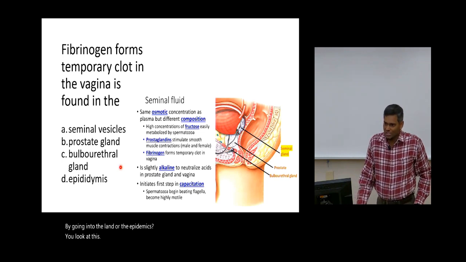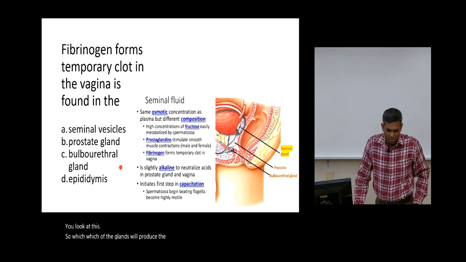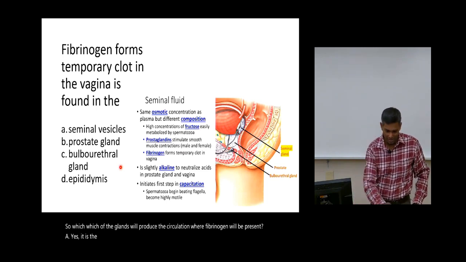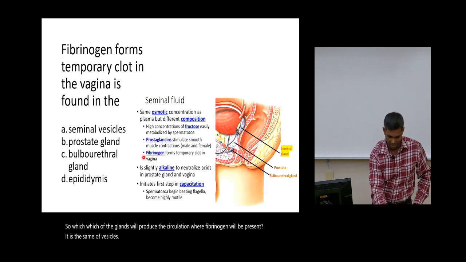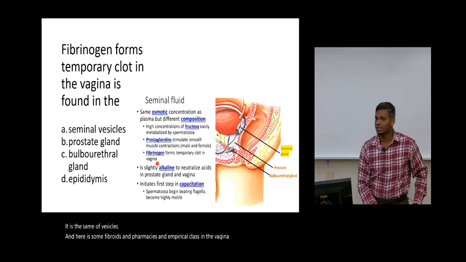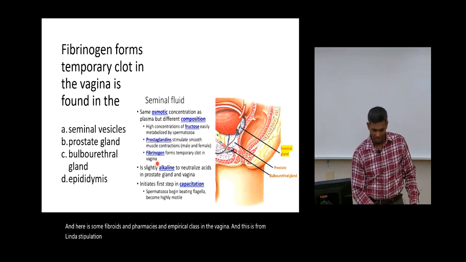So which of the glands will produce the secretion where fibrinogen will be present? A, yes, it is the seminal vesicles, right? And here it says fibrinogen forms this temporary clot in the vagina, and this is found in the secretion from the seminal gland.